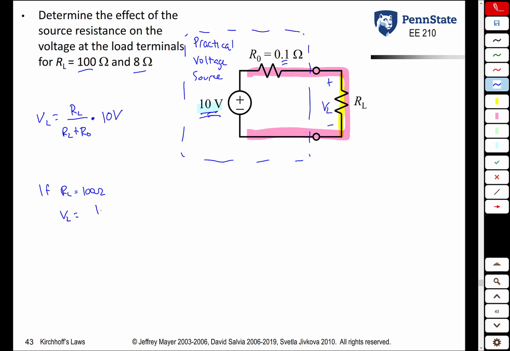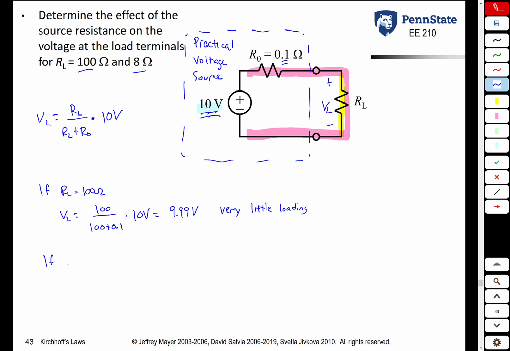VL is going to be 100 over 100 plus 0.1 times 10 volts. You work out the math, it's 9.99 volts. In this example, we have very little loading. The voltage we get at the terminals, 9.99 volts, is very close to the voltage we expect, 10 volts.